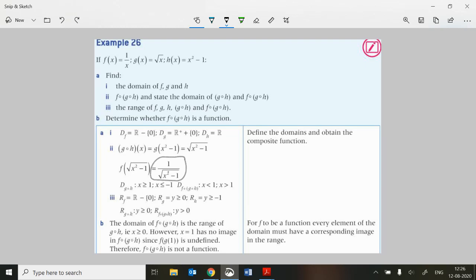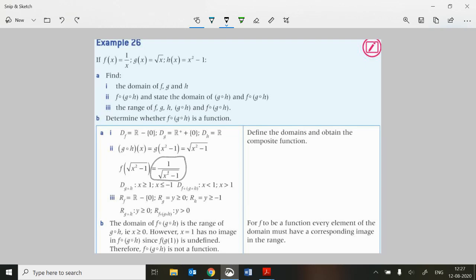So now the domain for f of g of x, by considering the original x's that we put in, should be this. This is the natural domain considering the original x's we put in. Again, we're answering the question, what's the natural domain for this?